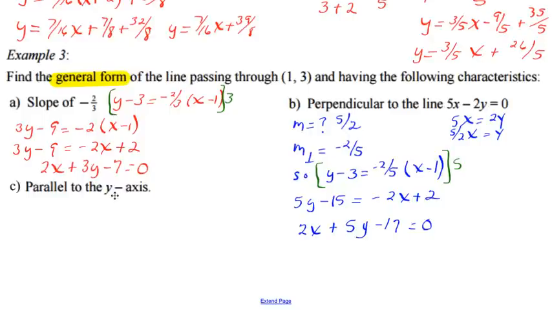Part C, parallel to the y-axis, going through the point (1, 3). Well, the y-axis is a vertical line, and it has the form x equals 0. So x equals a number, right? And this is actually the y-axis. That's the equation for the y-axis. So to be parallel to that and go through this point, we only need to know what the x coordinate is. So the equation of our line is x equals 1.